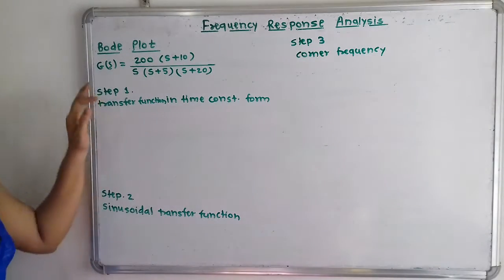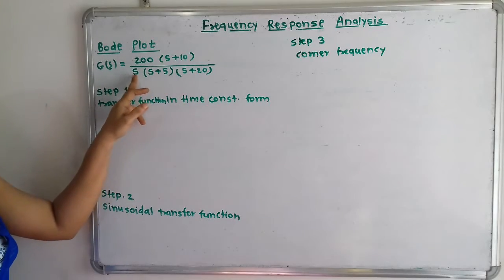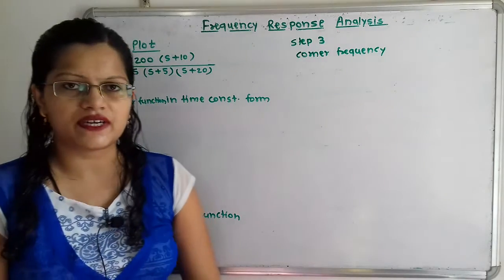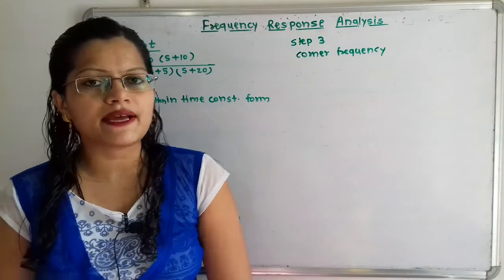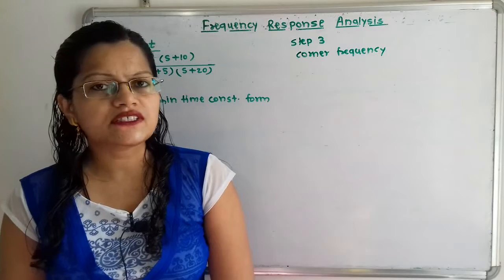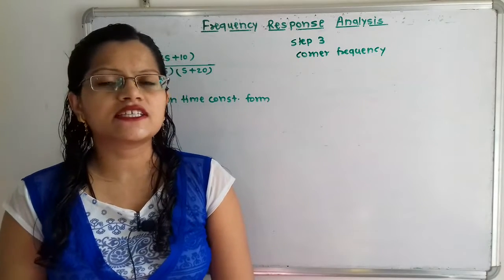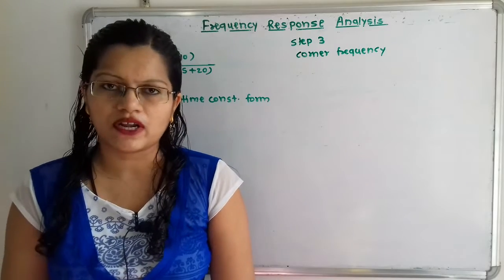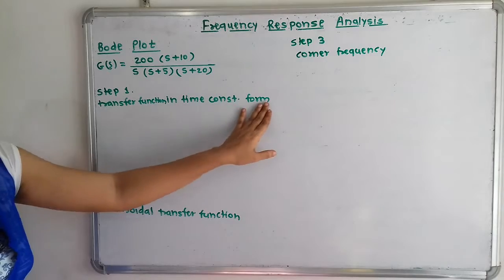Open loop transfer function G(s) is equal to 200 (s + 10) divided by s (s + 5)(s + 20). Now for Bode plot we will follow the step by step procedure. So what is the first step? If we observe, this transfer function is in the form of pole zero form and we have to convert it into the time constant form.